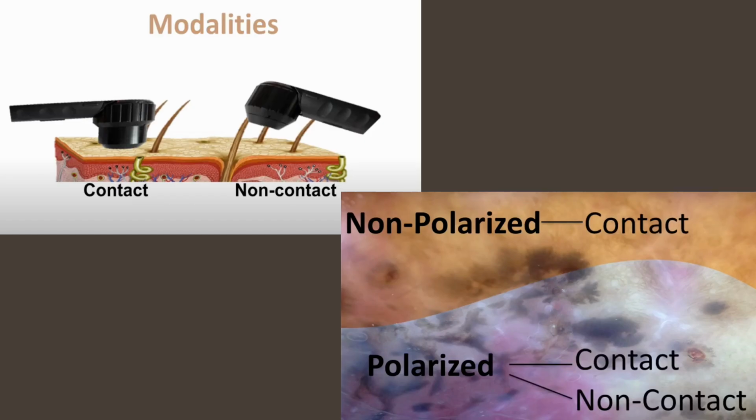The modalities which can be used for dermoscopy are the contact method and the non-contact method. Non-polarized dermoscopy is always contact. I have just explained the physics behind it.